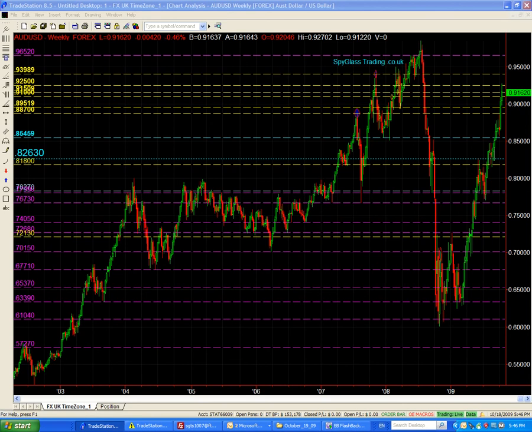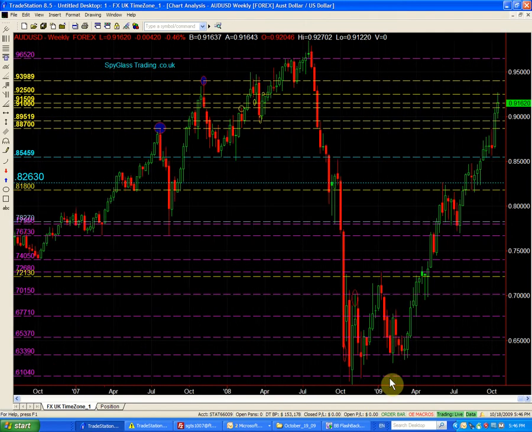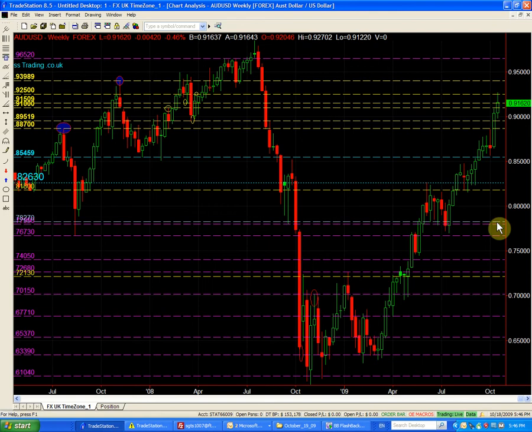The Aussie dollar for the week of October 19. As you recall, our buying point was above 90.20. That was our buying point on the daily chart, and we did push to the upside. We're still on the long.